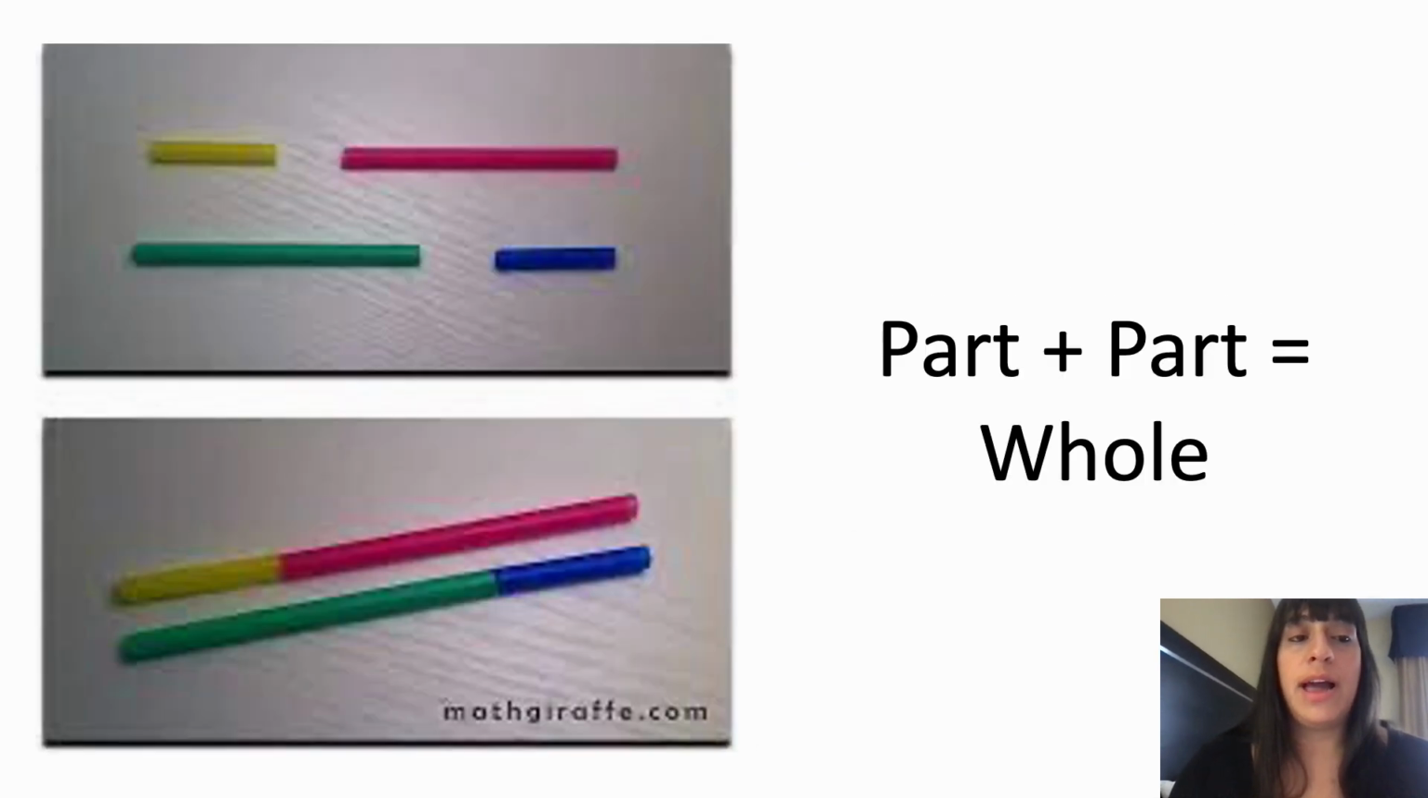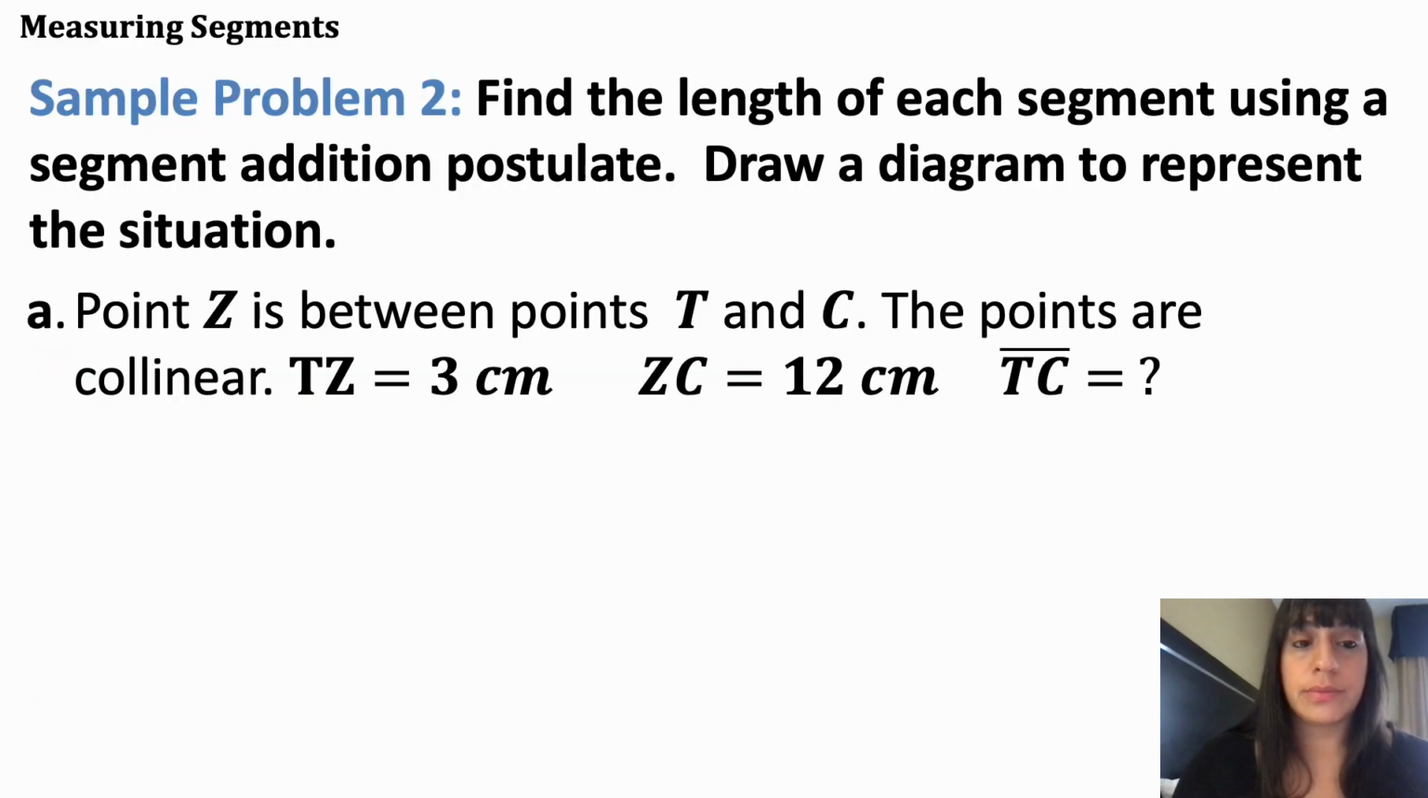Another way to think about that is this part plus this part equals the whole thing. Or we can say that this part plus this part equals the whole thing. So another way of thinking about segment addition is part plus part equals the whole. So let's draw some pictures and go through some problems. Find the length of each segment using the segment addition postulate.